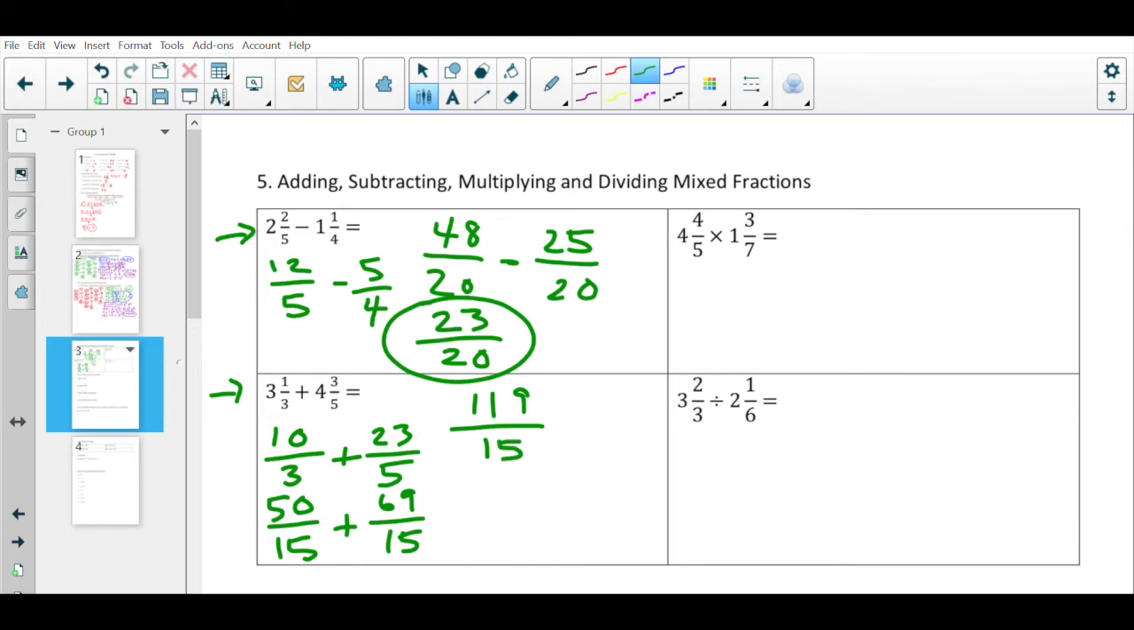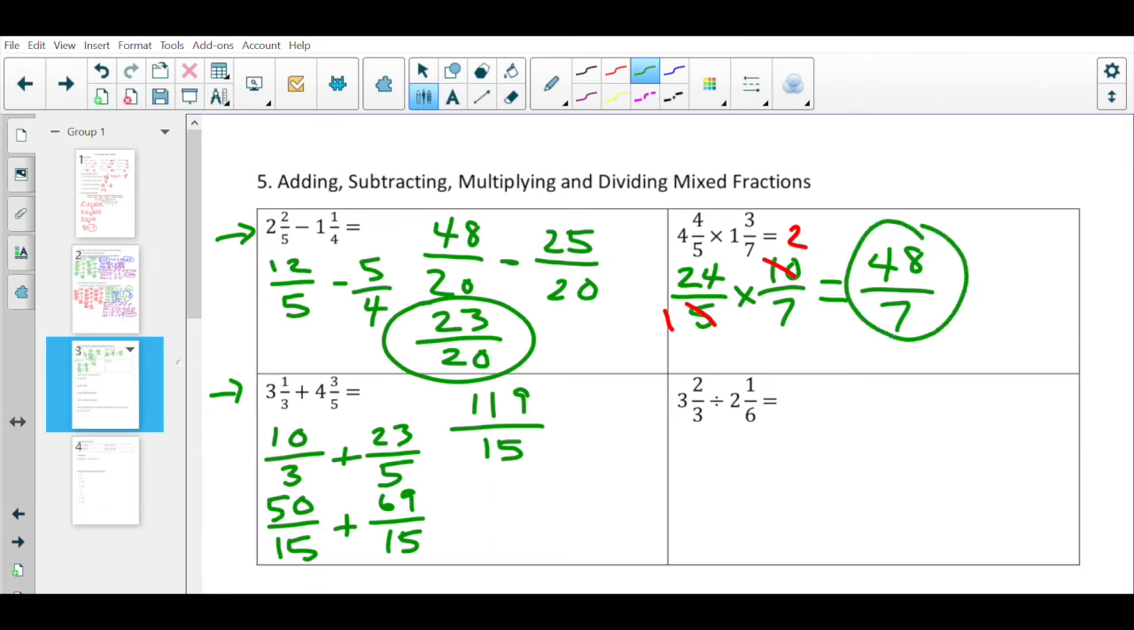Multiplying fractions. So here we need to convert to an improper fraction first. We cannot just multiply across. So 4 times 5 is 20, 24 fifths times 1 times 7 is 7, and 3 is 10 sevenths. Now you could multiply across, but make life easy for yourself, folks, and let's reduce where we can. So that's 1 and 2. So we can see that those reduce nicely. So we have a much easier multiplication to do. 24 times 2 is 48. 1 times 7 is 7, and there you go, 48 sevenths. Okay?